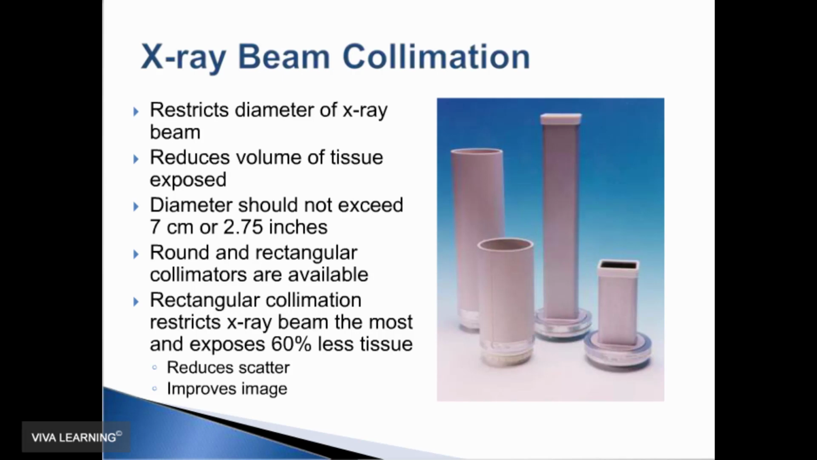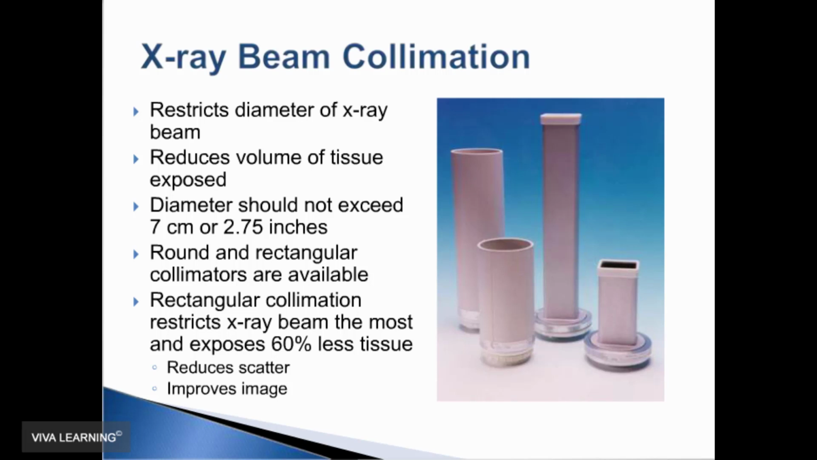X-ray beam collimation is important to restrict the size of the X-ray beam so that the volume of tissue exposed is as low as possible. Legally, the diameter of the X-ray beam should be no greater than 7 centimeters in diameter or no larger than 2 3/4 inches. Round and rectangular collimators are available, and round is more common than rectangular.